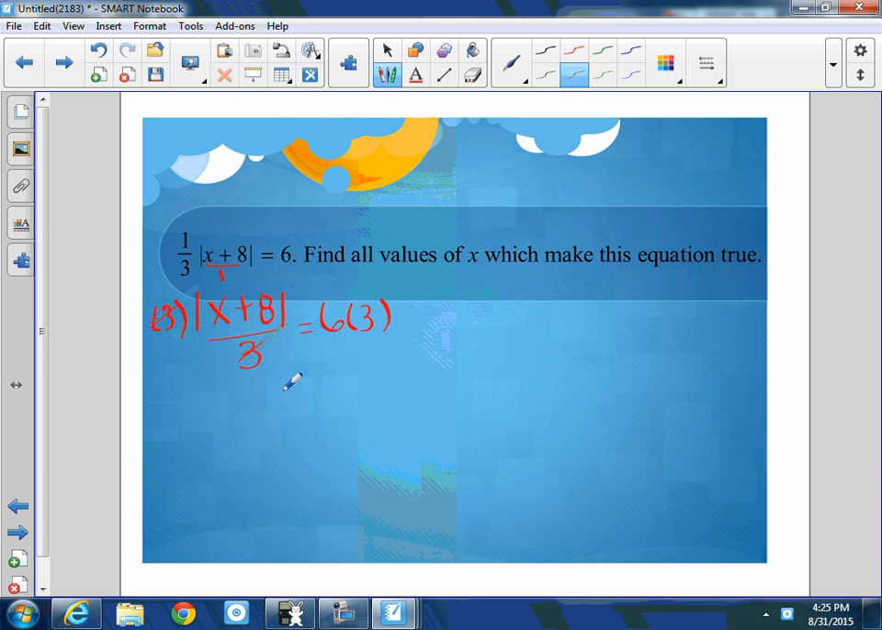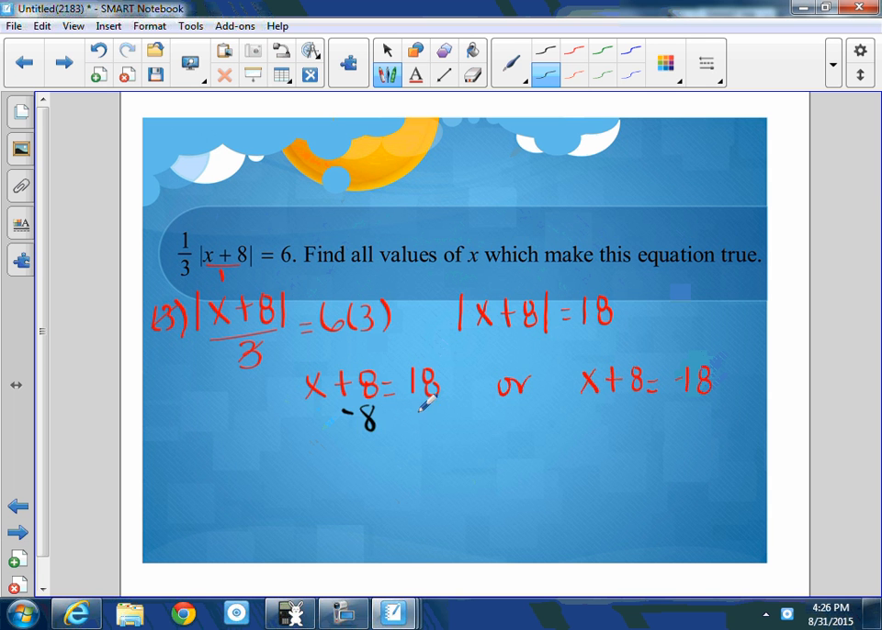And then you end up with the absolute value of x plus 8 equals 18. But this could be positive 18 and negative 18. So let's go ahead and do our two equations. x plus 8 equals 18, or x plus 8 equals negative 18.